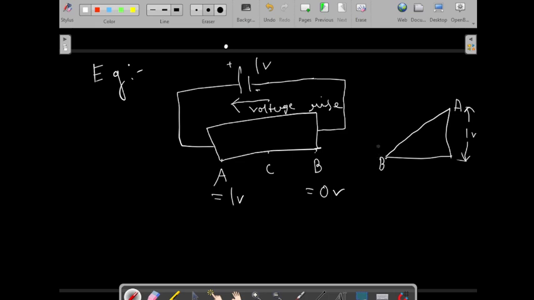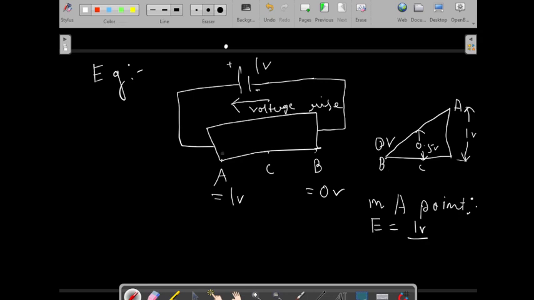In B the voltage is 0 volt. And this middle point is C. In C point the value of voltage is 0.5 volt. Here the voltage is different, but E is the same. So in A point, the magnitude of E is 1 volt. Distance from here is 1 mm.